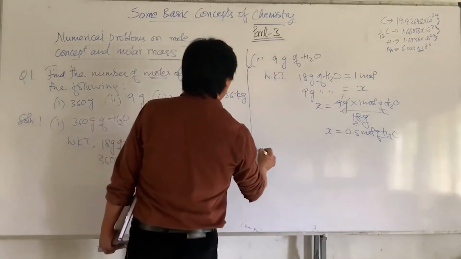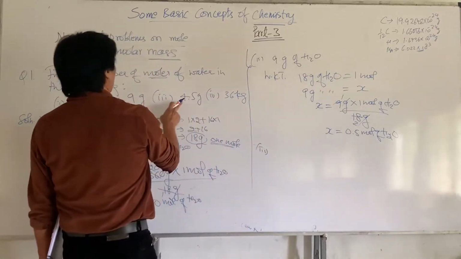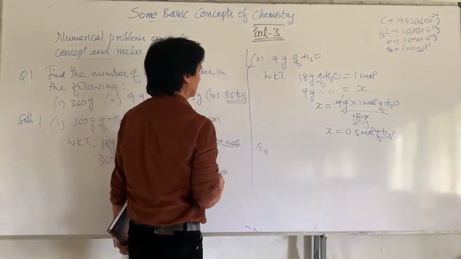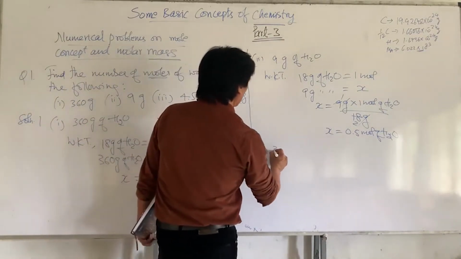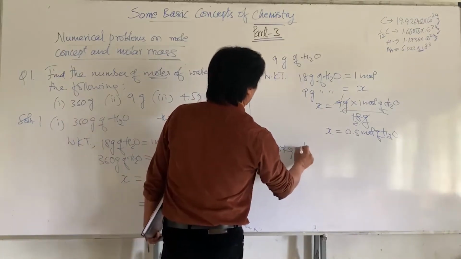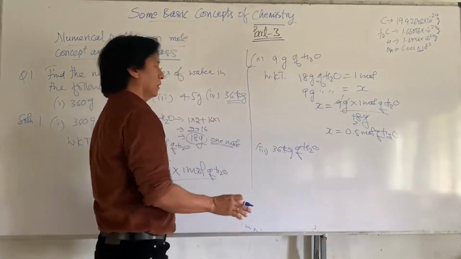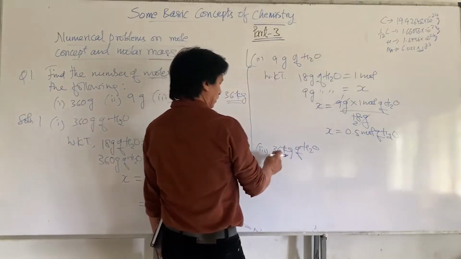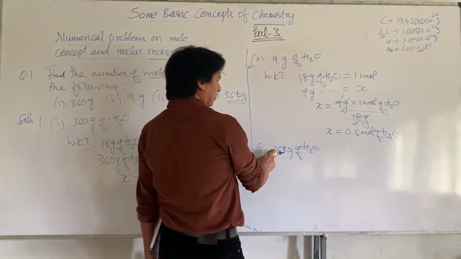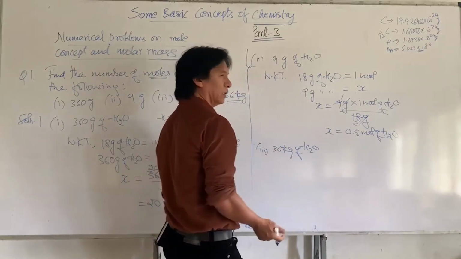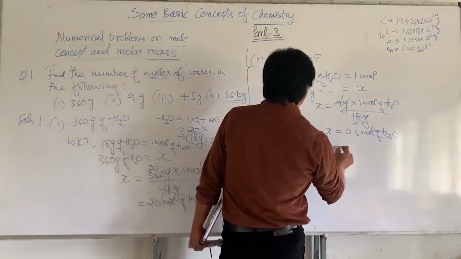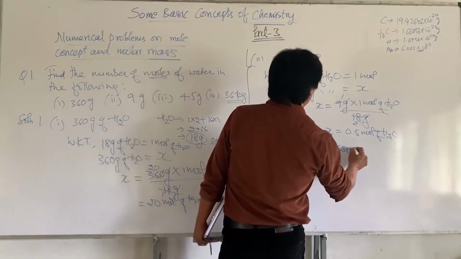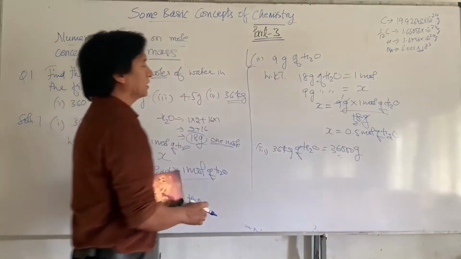That's it. So now you can do the same thing for the rest. Like the third one, 4.5 grams, same thing. And this is 36 kilograms. So here you're given 36 kilograms of H2O. Now the important thing here is to convert kilograms into grams. To convert kilograms into grams, you have to multiply by 1000, because 1 kilogram is equal to 1000 grams. So 36 multiplied by 1000 becomes 36,000 grams. And then you apply the same rule here.